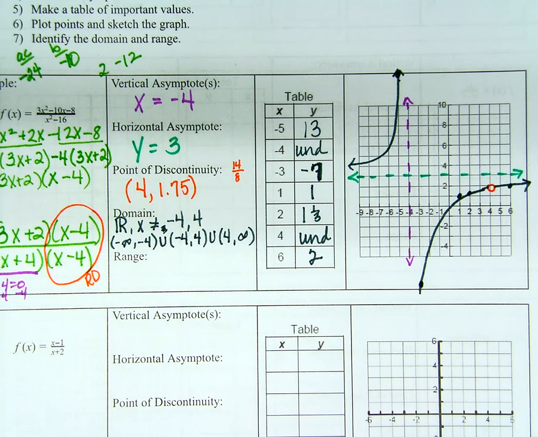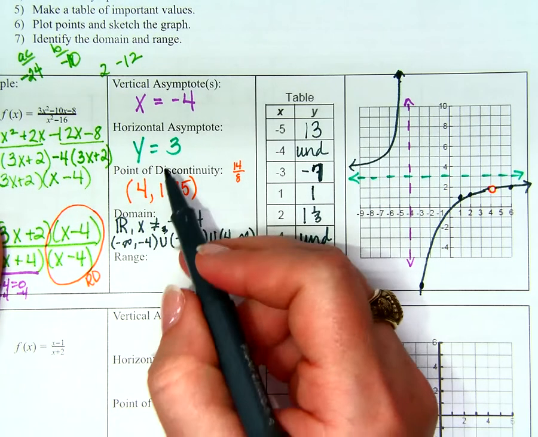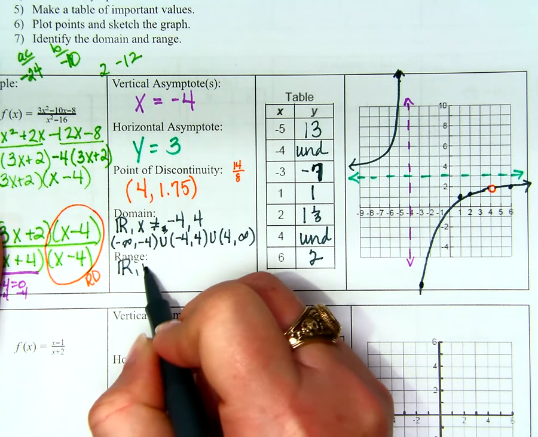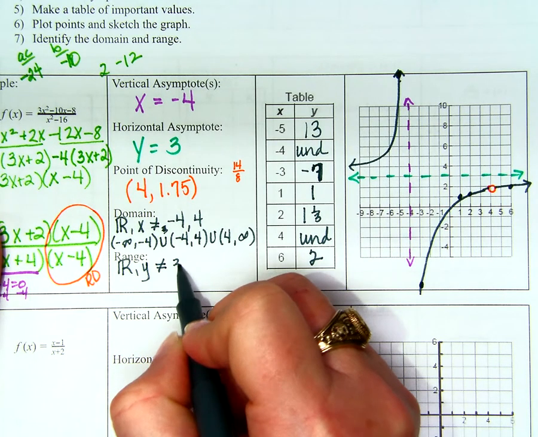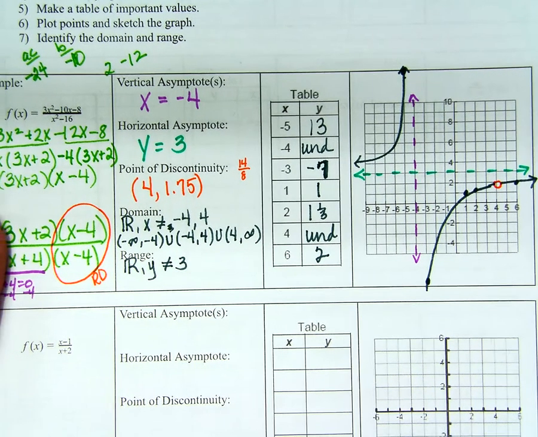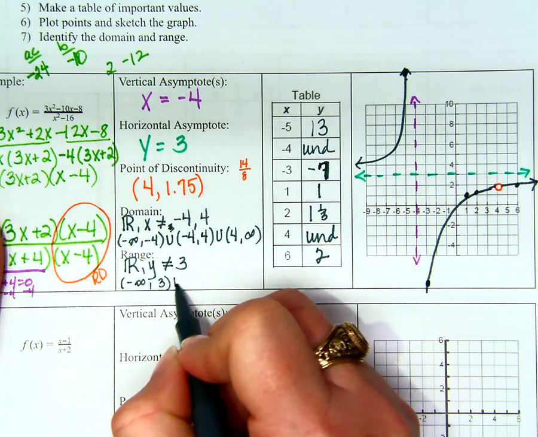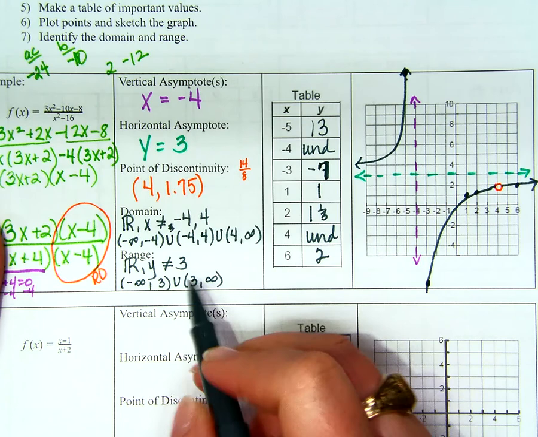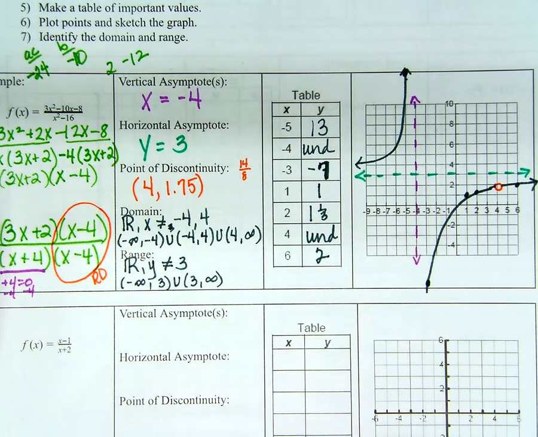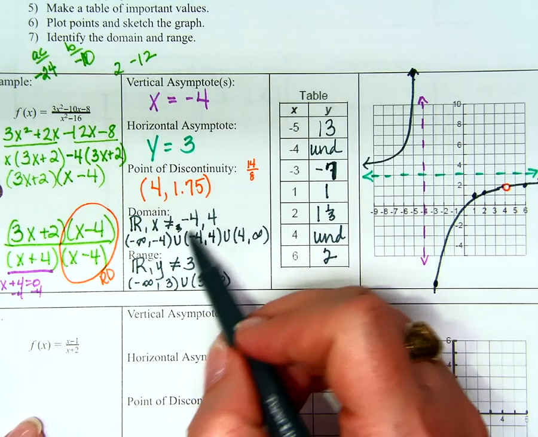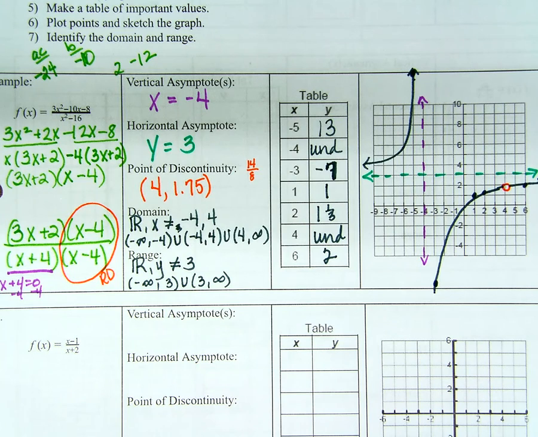Okay. If I know where my horizontal asymptote is, do I know where my range is not? Yes. Okay, so where is my range not? At 3. So all real, but y doesn't equal 3. So what does that look like in interval notation? Yep. There's only one restriction here, so there's only one union here. 2 restrictions cause 2 unions to happen. Okay? So there's your sample. How do you feel about this?